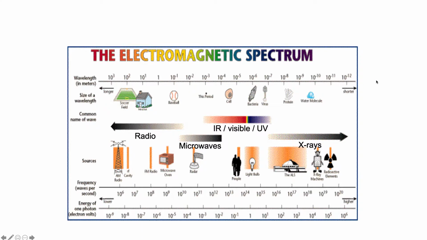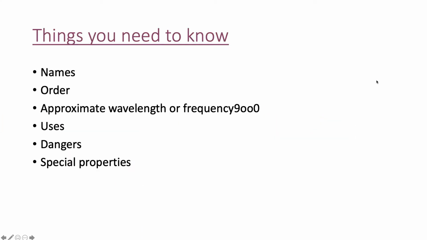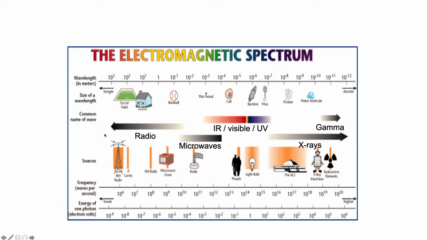So what do you need to know? Well, you need to know the names of them. So you need to be able to say radio, microwaves, infrared, visible, ultraviolet, X-rays, gamma rays. You need to know those names. You need to know the order of them, that radio waves are the long wavelength, and then you've got microwaves, infrared, visible, ultraviolet, X-rays, gamma rays. You need to know the order of them.